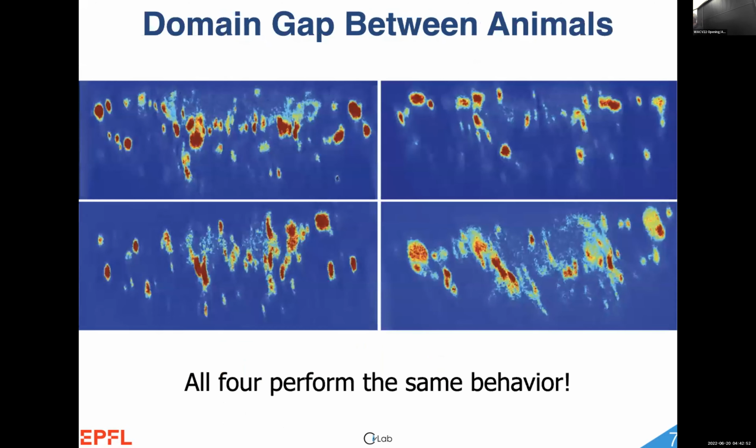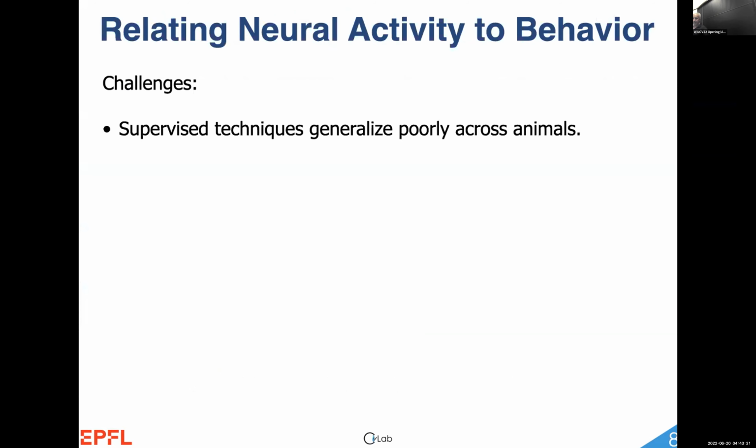The difficulty starts here. These are 4 different flies doing the same behavior, and the images of the neural activity are very different. So if you do standard supervised training on this, it doesn't work too well. It doesn't generalize well from one individual to another. And this is really the problem we've tried to tackle in this work: can we come up with a representation that will generalize across individuals? So that's the challenge.